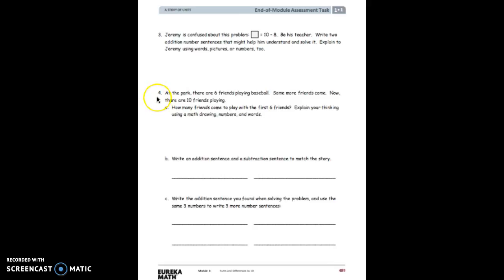Number 4. At the park, there are 6 friends playing baseball. Some more friends come. Now there are 10 friends playing. A. How many friends come to play with the first 6 friends? Explain your thinking using a math drawing, numbers, and words.